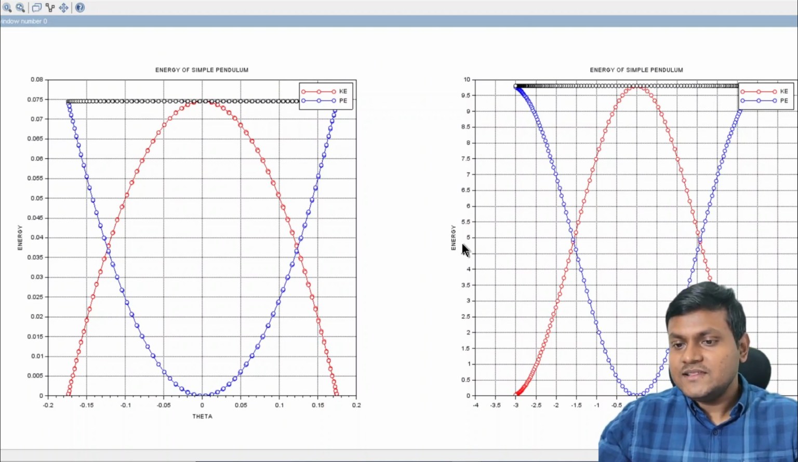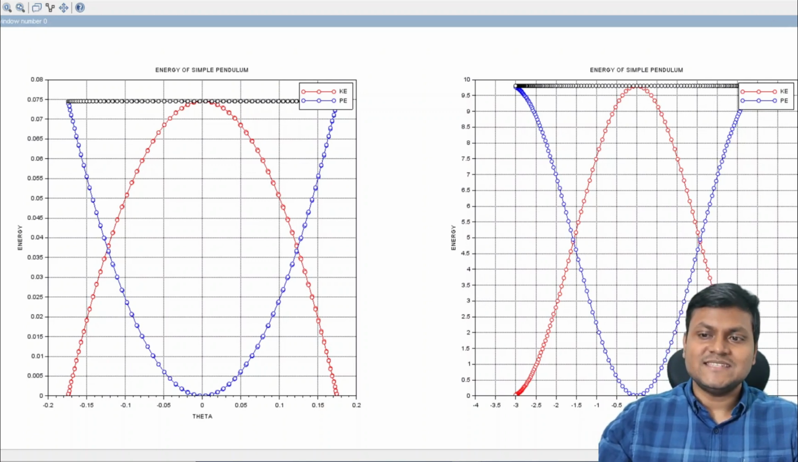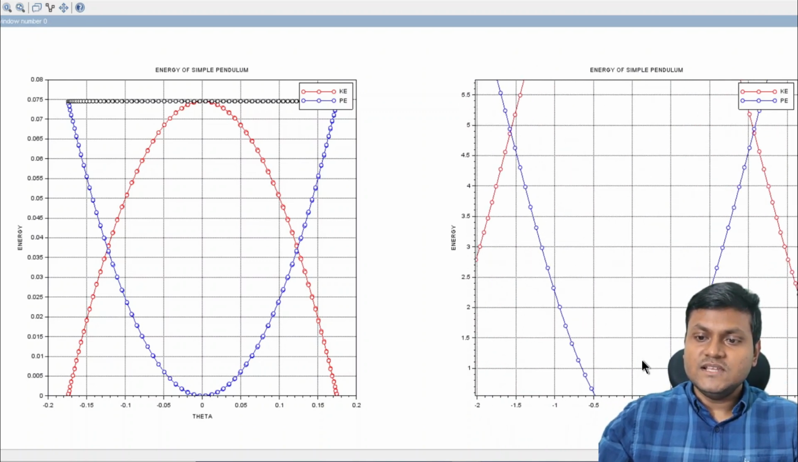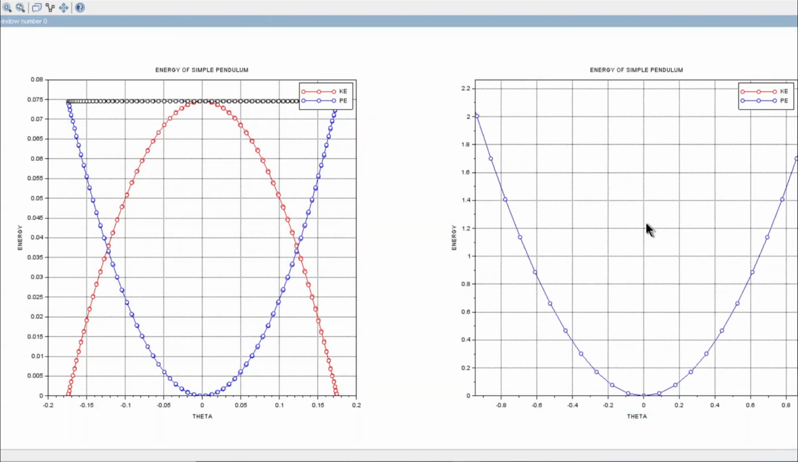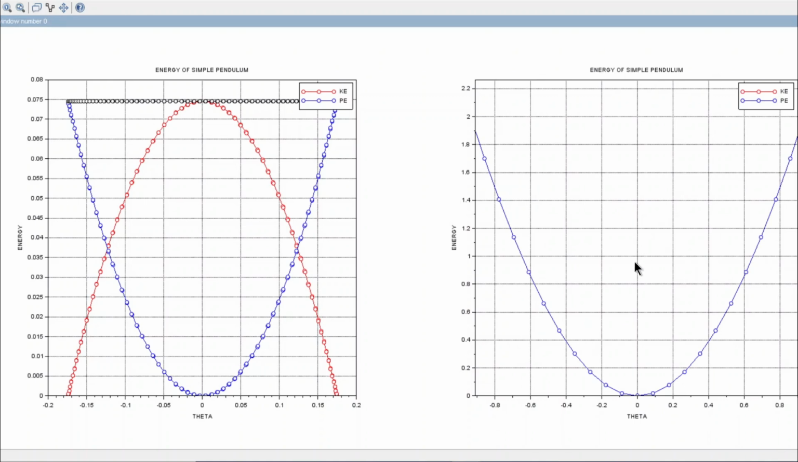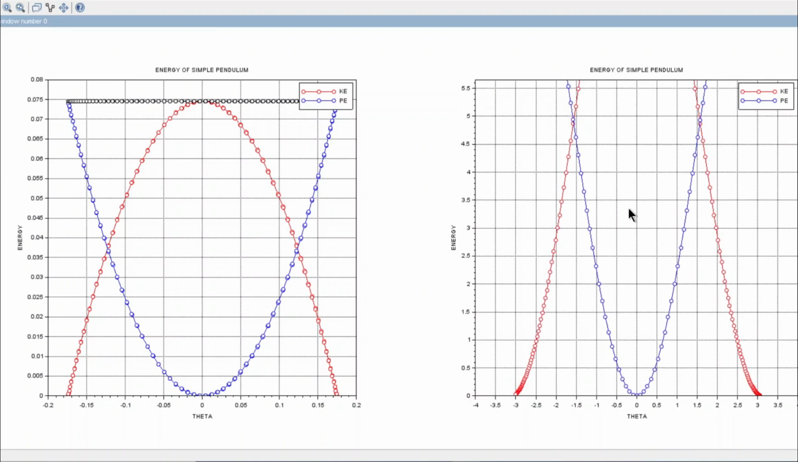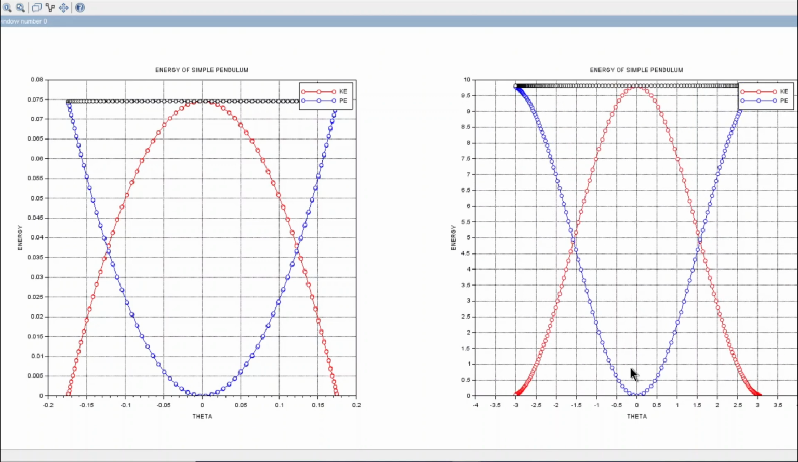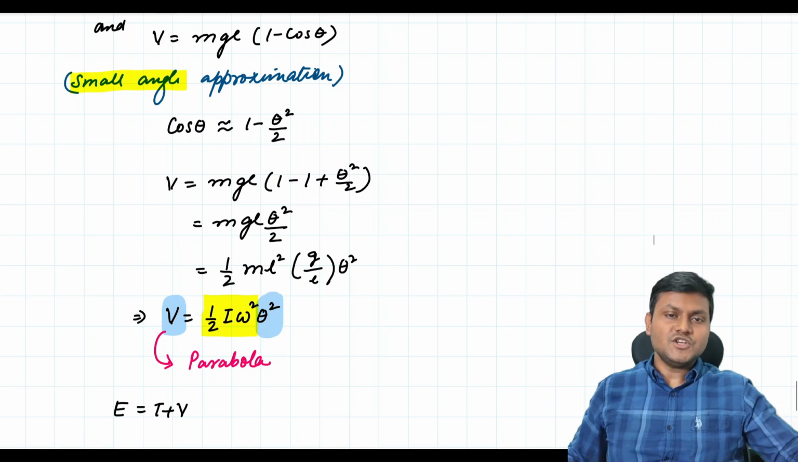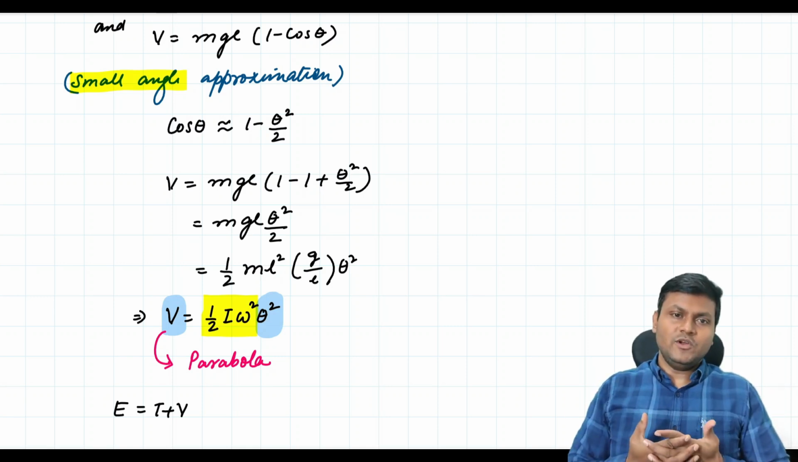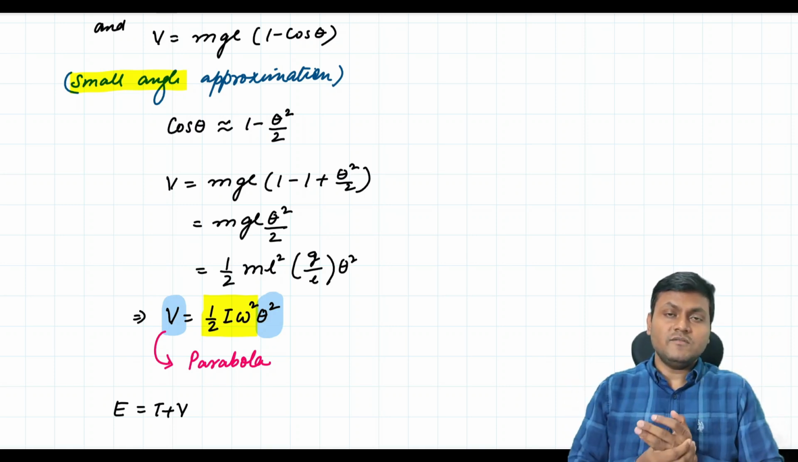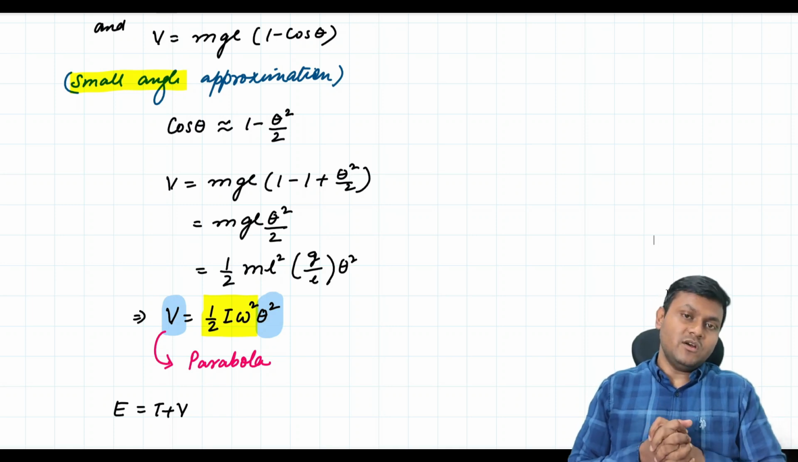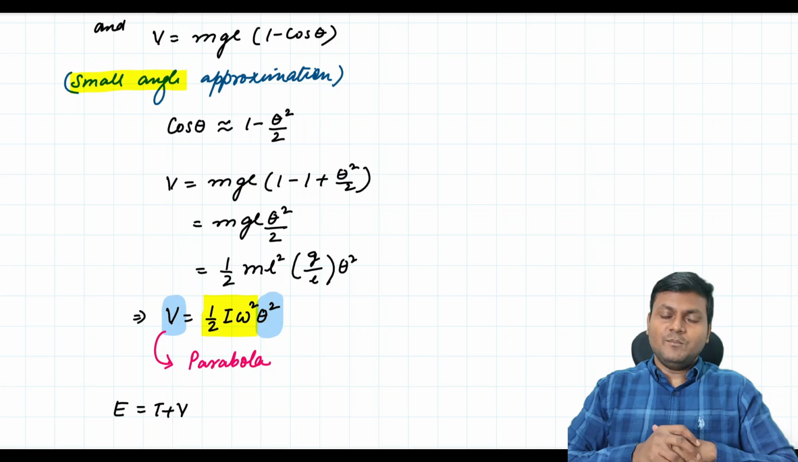However, if you look at the right hand side, this is for larger angles from 1 to 179. Here you can see that this is not exactly a parabola, but for smaller angles, even this will approximate to a parabola. So for smaller angles, the potential energy will approximate to a parabola corresponding to a harmonic oscillator, but it is not necessarily true for larger angles. For larger angles, the pendulum does not behave like a harmonic oscillator, and therefore the potential energy does not represent a parabolic curve. But for smaller angles, it behaves like a harmonic oscillator. Therefore, the potential energy behaves like a parabolic curve.